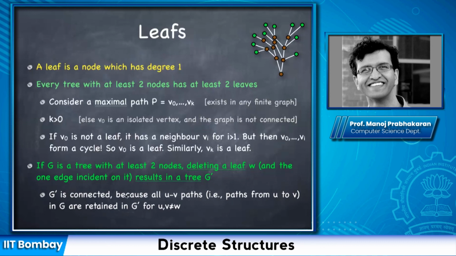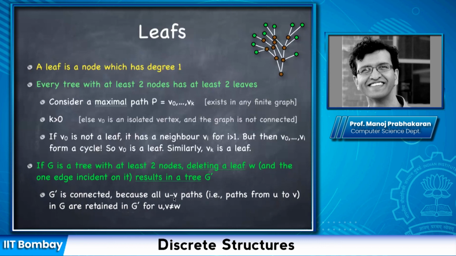So consider any two nodes U, V other than W in the original graph. Originally, since the graph was connected, there was a path from U to V. And I'm claiming that any such path would be there in G prime too. Why would it not be in G prime? If this path passed through W, then it won't be in G prime.